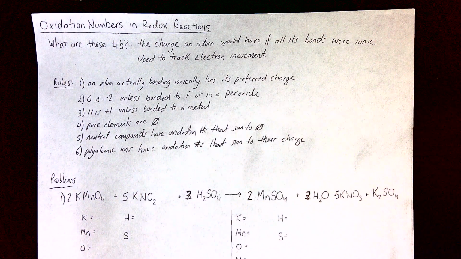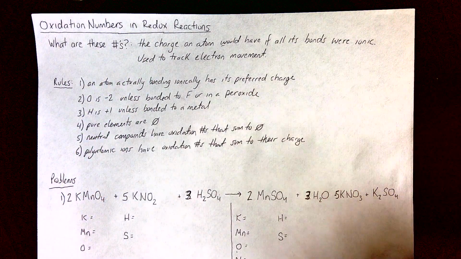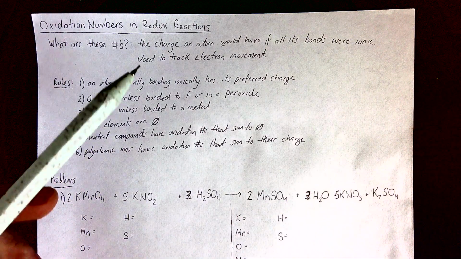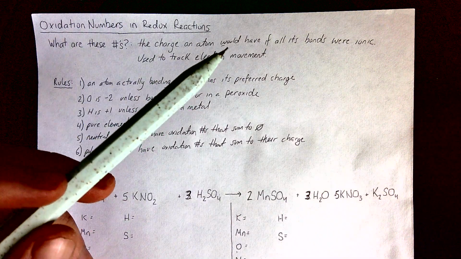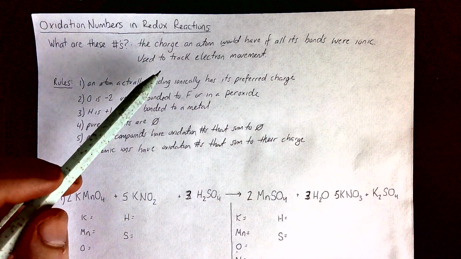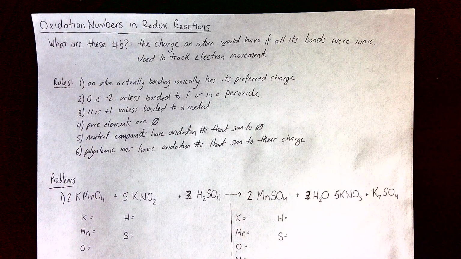Good morning, everybody. Today we're going to be talking about oxidation numbers in redox reactions. And what are these? Well, they're basically the charge an atom would have if all of its bonds were ionic. It's used to track electron movement, which is going to make a lot more sense when you start talking about voltaic cells or electrolytic cells later on when you get to electrochemistry.